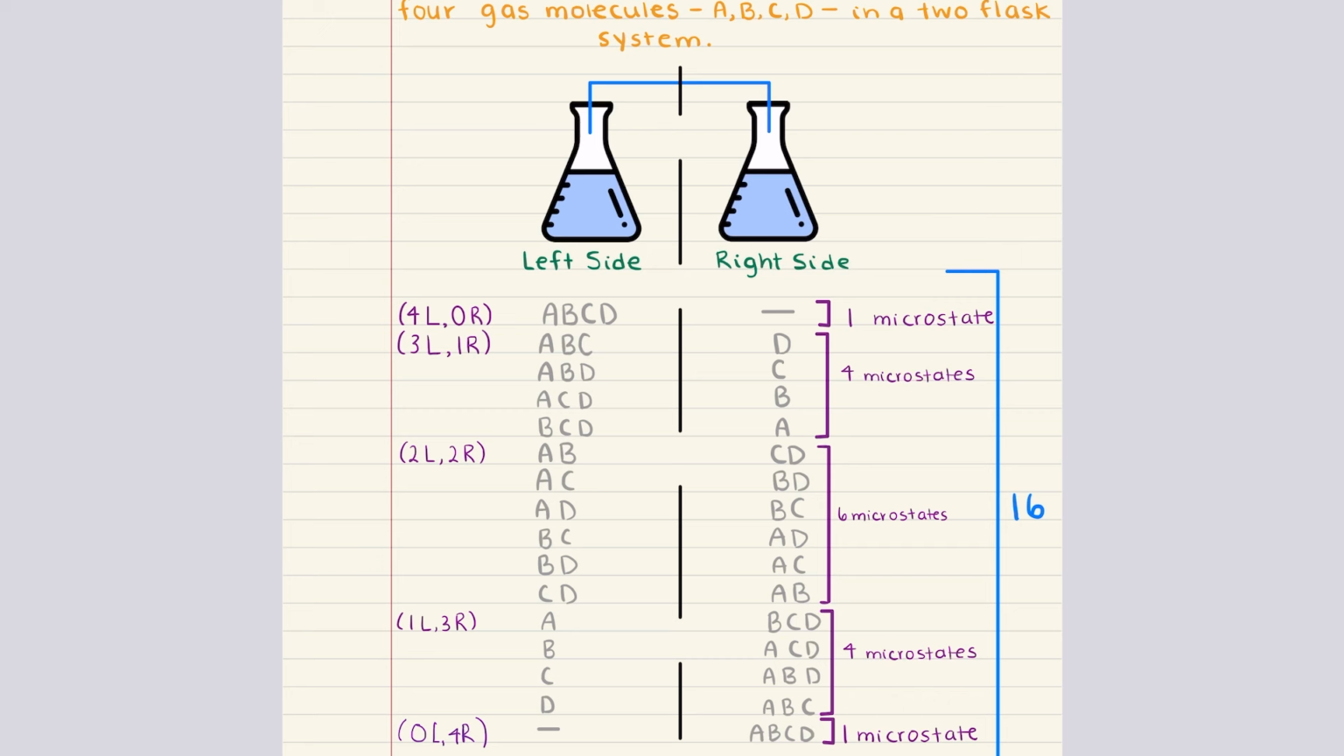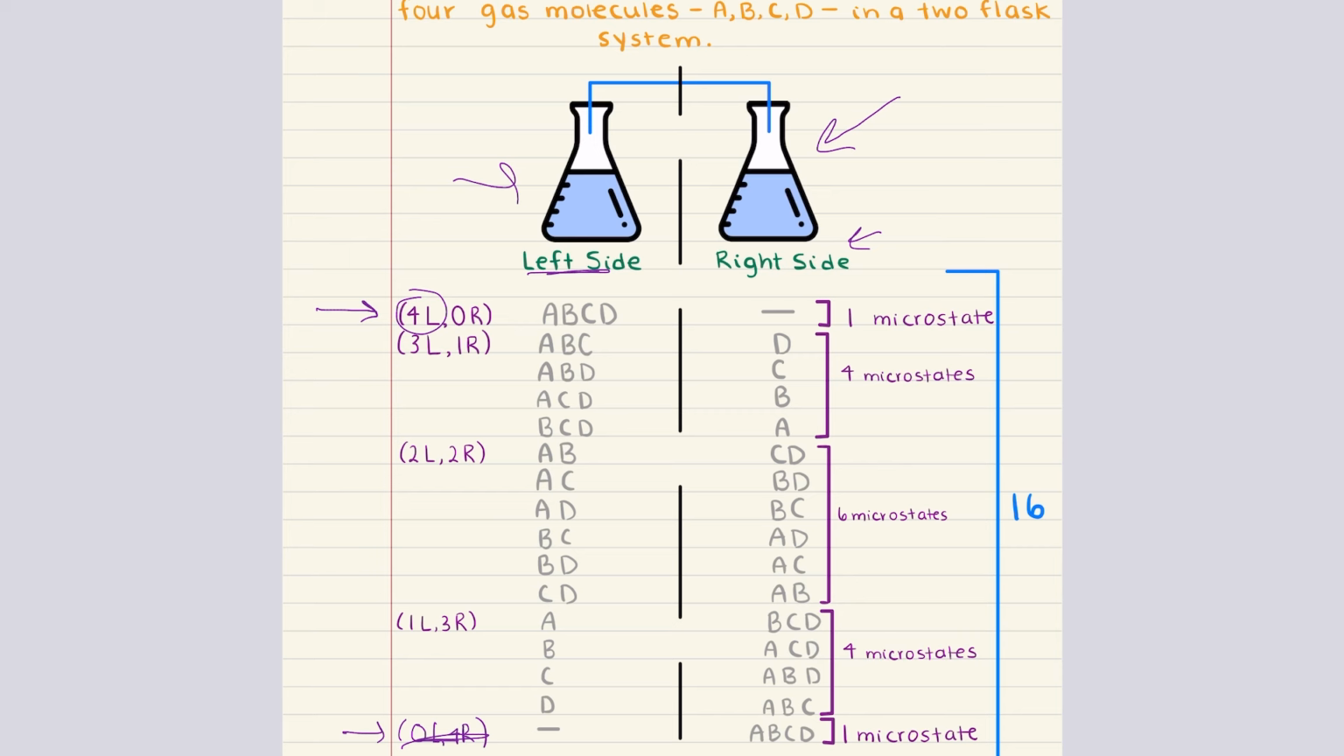One scenario is that all of the molecules are in one flask. We can have all 4 gas molecules on the left side and none on the right, so that gives us 1 microstate. Or we can have all 4 gas molecules on the right side and none on the left. That gets us a second microstate. So for this scenario, that all the gas molecules are in one flask, we have a total of 2 microstates.